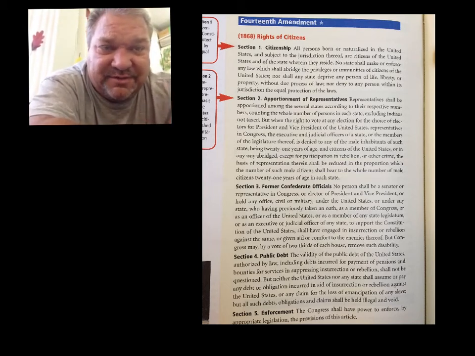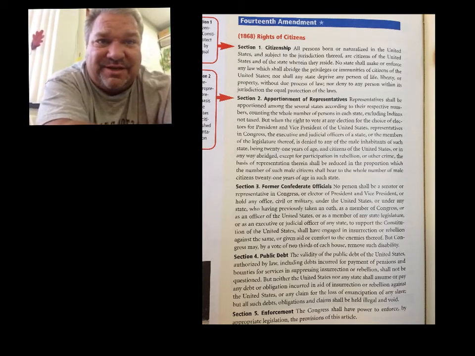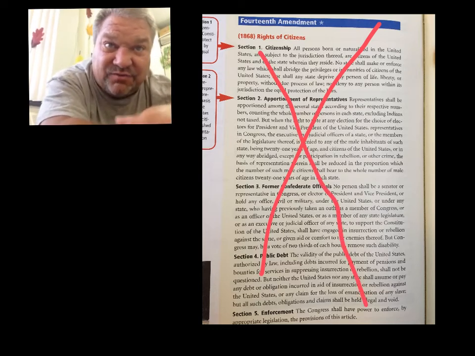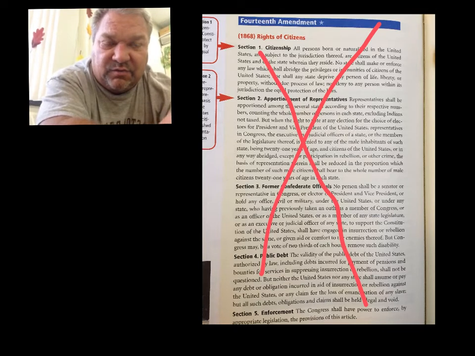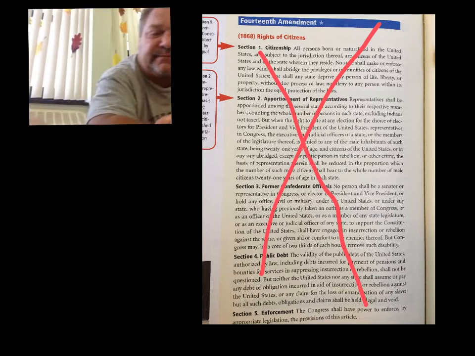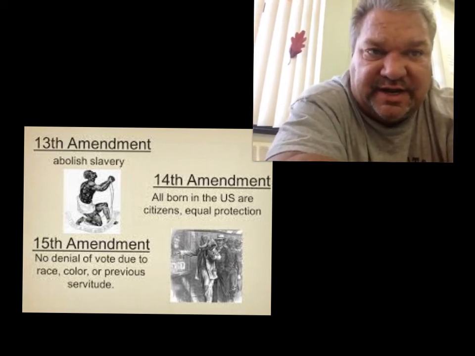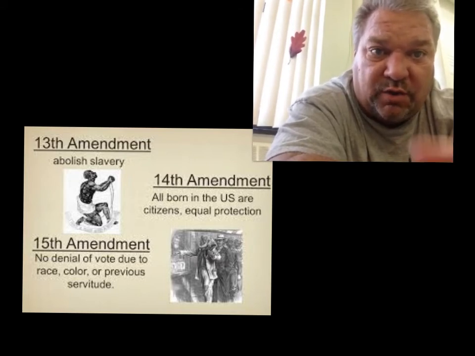But the 14th Amendment, okay, do we want to go through the 14th Amendment? Well, not really. Look at all this. I'm not going to even bother reading that to you guys because let's go back and look at what I want you to know for the 14th Amendment. Okay, so now we're back to the 14th Amendment, the one I just X'd out, because that's a lot of wah, wah, wah again, right?